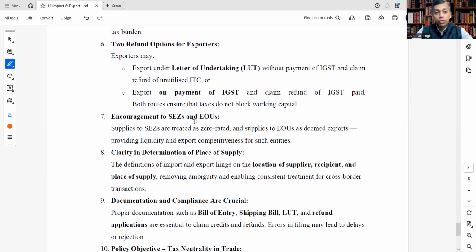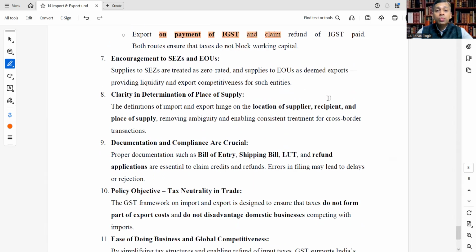Two refund options for exporters. Exporters may export under LUT without payment of IGST and claim refund of unutilized ITC, or export on payment of IGST and claim refund of IGST paid. Both routes ensure that taxes do not block the working capital of the exporter. Encouragement to SEZ and export oriented units. Supplies to SEZ are treated as zero rated and supplies to export oriented units as deemed exports, providing what? Liquidity and export competitiveness for such entities.